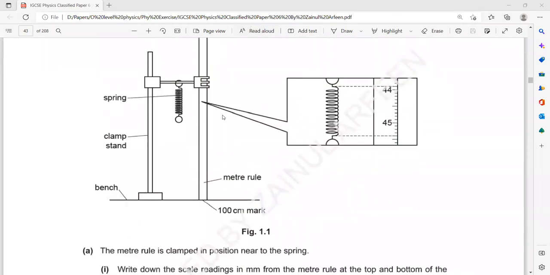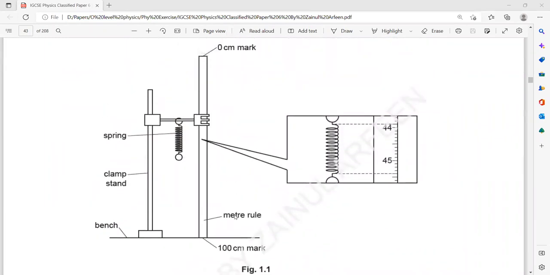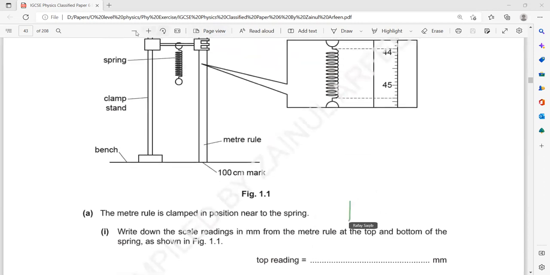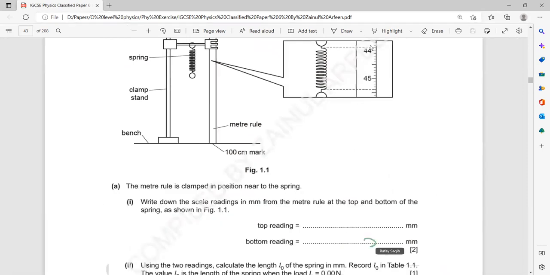It's a meter rule. A meter rule can measure a maximum of 100 centimeters, so this is in centimeter. Like 44 is not millimeter, 44 is centimeter, because there are 100 centimeter marks from zero up to the maximum, that is 100. So we have to convert into millimeter. Write down the scale reading in millimeter from the meter rule at the top and at the bottom. So you can use screen annotation. So what is there at the top and what is there at the bottom?